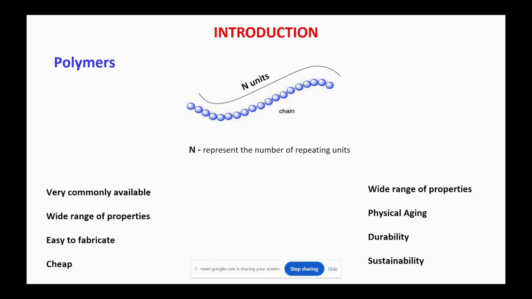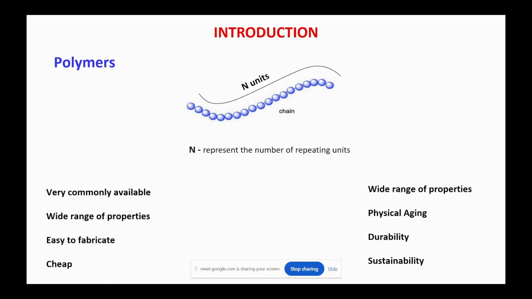The very first thing to say is a wide range of properties. Polymers can exhibit multiple properties. They can be hard, rigid, as well as flexible. If you see your PVC pipes, they are very rigid in nature. However, rubber bands are also made of polymers, but you can actually stretch them. They are very flexible. Then the second part is the fabrication process.